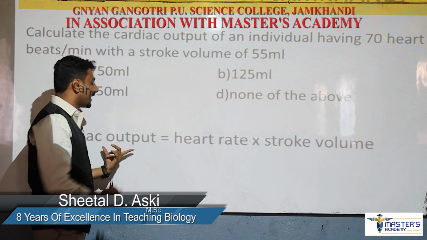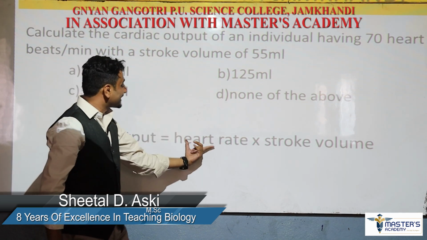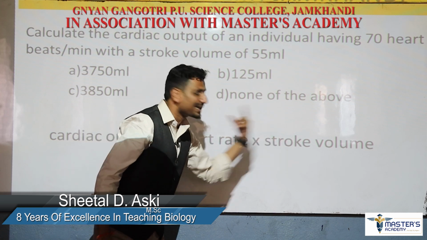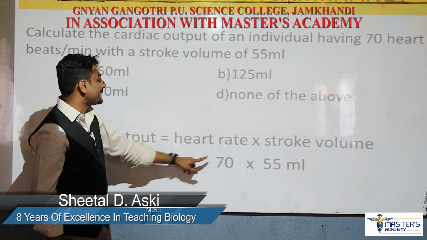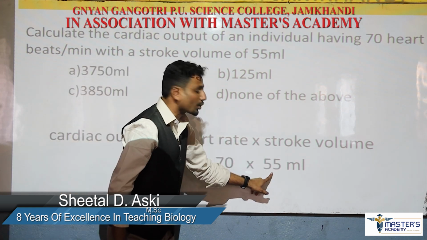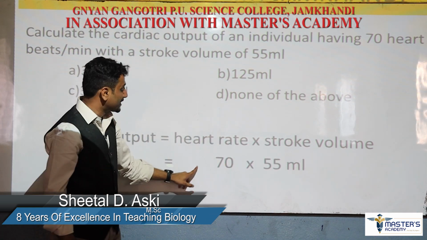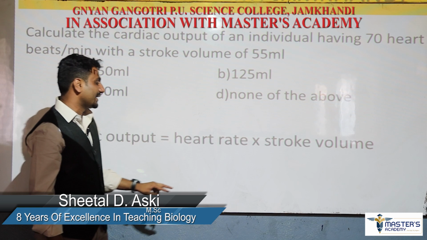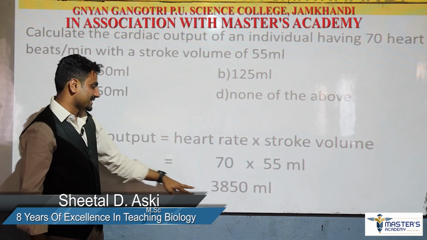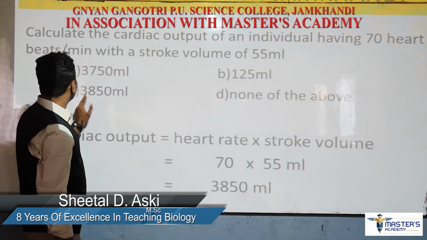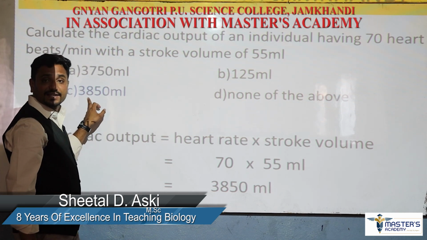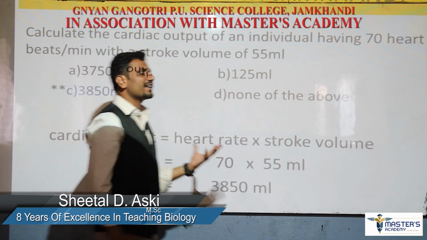Here is the formula. For cardiac output, we'll consider heart rate as well as stroke volume. Heart rate he mentioned is 70 and the given stroke volume is 55. If you multiply both, we'll get the answer 3850 ml. So that's why option 3 is the right one. This is a simple way to calculate.